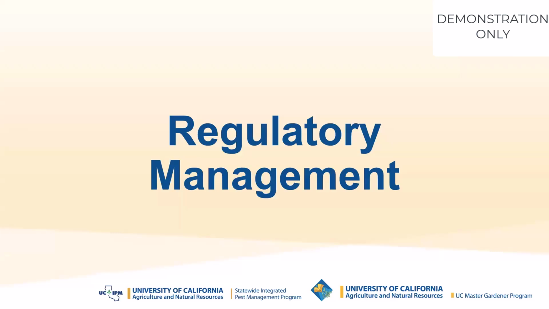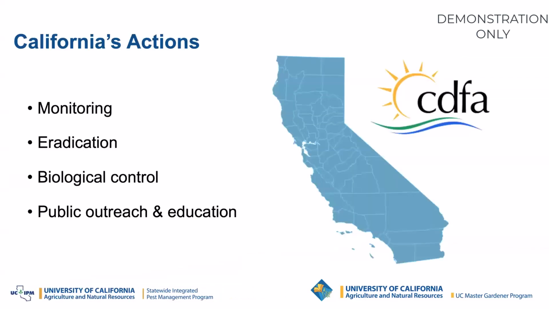Now, I'd like to talk about what regulatory agencies are doing in California to manage pink hibiscus mealybug infestations. The California Department of Food and Agriculture and other agencies have taken action to control the pink hibiscus mealybug, including monitoring for it using traps and surveys, eradication efforts, biological control, and public outreach and education, just like this.